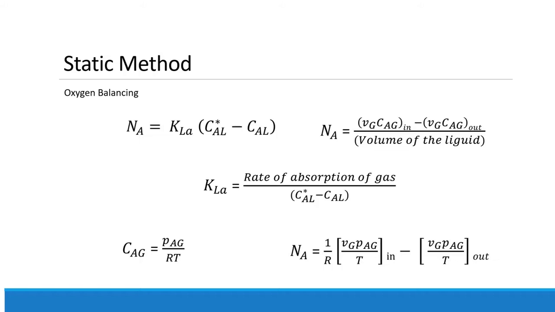The oxygen electrodes are used for measuring CAL, wherein these oxygen electrodes should give accurate results. Otherwise, measurements of KLa may go wrong and give erroneous results. Except for this drawback, this method is simple and most reliable and can also be used when the fermenter is in operation.